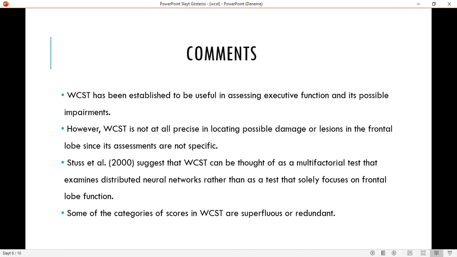However, the WCST is not at all precise in locating possible damage or lesions in the frontal lobe since its assessments are not specific. Schutz and others suggest that the WCST can be thought of as a multifactorial test that examines distributed neural networks rather than as a test that solely focuses on frontal lobe function. And some critics suggest that some of the categories of scores in the WCST are highly redundant.